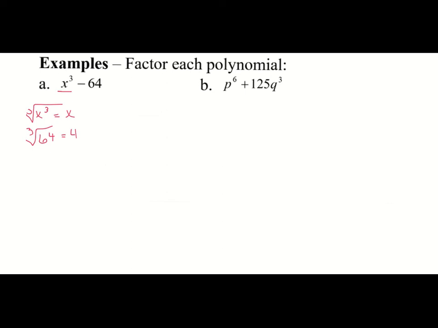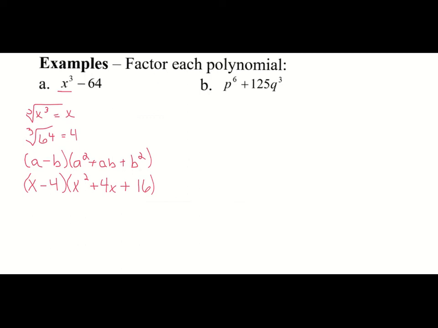And remember, that formula is going to be a minus b times a squared plus a times b plus b squared. So I'm going to go ahead and fill in my values. I'm going to have x minus 4 times, a is x, so a squared would be x squared, plus multiply x and 4 together, you get 4x, plus 4 squared will give me 16. And that would be our difference of perfect cubes.